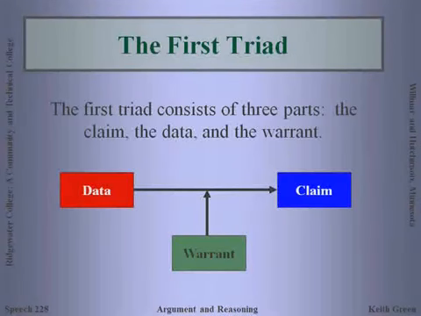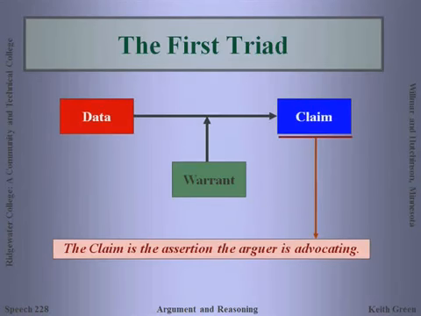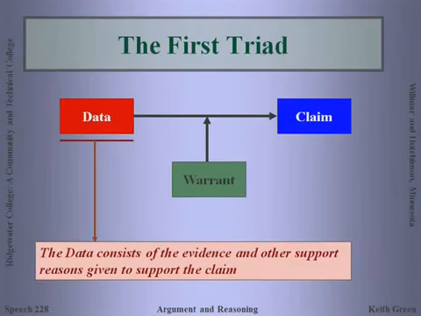Now the first triad consists of 3 parts: the claim, the data, and the warrant. And the visual layout you see here is the very common way that we lay out arguments, or at least lay out the model, to look at how things are functioning. Now first of all, the claim, think of it as the proposition. It's the assertion that the arguer is advocating. It's what he or she would like their listener or reader to accept. The data consists of any evidence that's provided to support the claim, or it could just be other reasons given. So it's any additional information that is provided to give support to the other person accepting that claim is true.